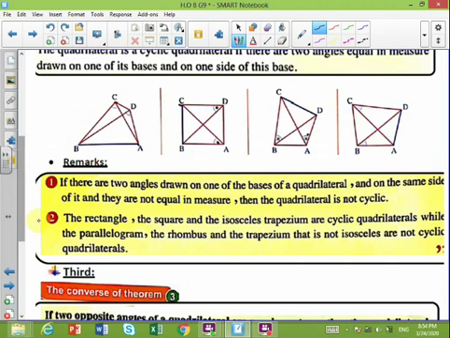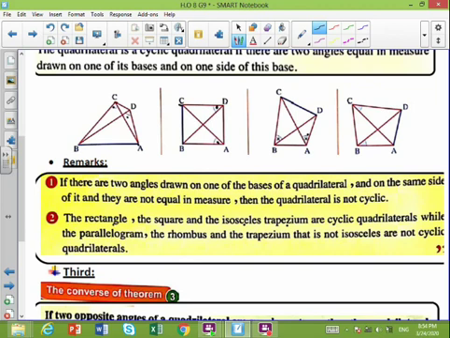Okay, I have some remarks here. If there are two angles drawn on one of the bases of the quadrilateral, on the same side of it, and they are not equal in measure, like this one, if C and D are not equal, then the quadrilateral is not cyclic. And this is very clear. So if any two of these angles are not equal, the quadrilateral is not cyclic. The rectangle, square, and isosceles trapezium are quadrilaterals that are cyclic quadrilaterals.